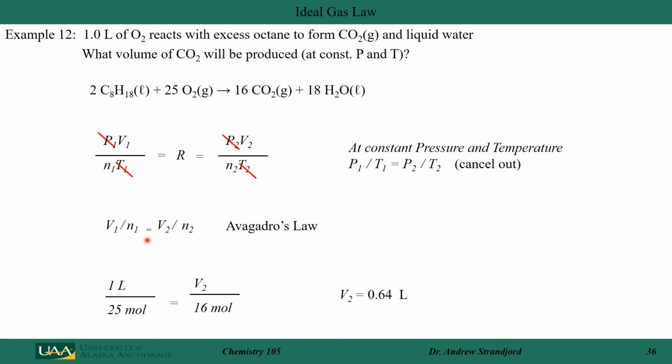My ideal gas law relationship reduces just to Avogadro's law. So I have 1 liter times 25 moles. Where did I get that 25? Right off of the reaction equation. That is equal to the final volume times 16 moles. Do the arithmetic. My final volume is going to be 0.64 liters.